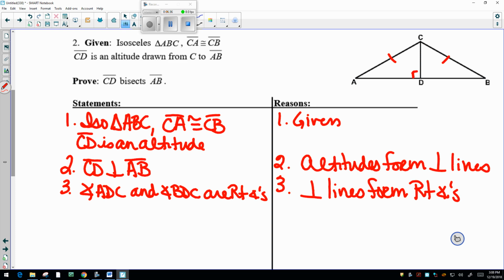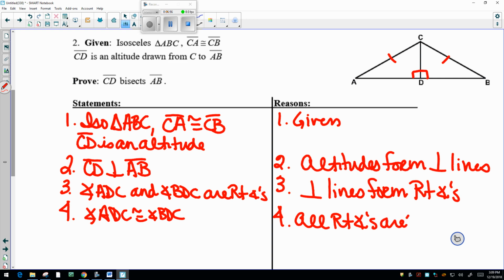So I have two right angles, one here, one there. Now, we would go on to say those two right angles are congruent, and our reason for that is because we know all right angles are congruent. So there's two congruent statements. Looking at our picture, I can see that CD is in both triangles. That would allow me to say CD is congruent to CD, and that's our reflexive property.